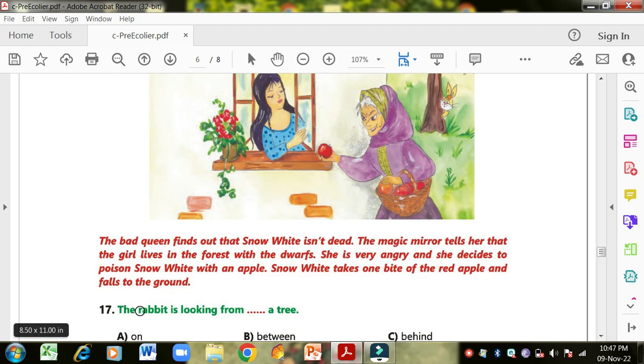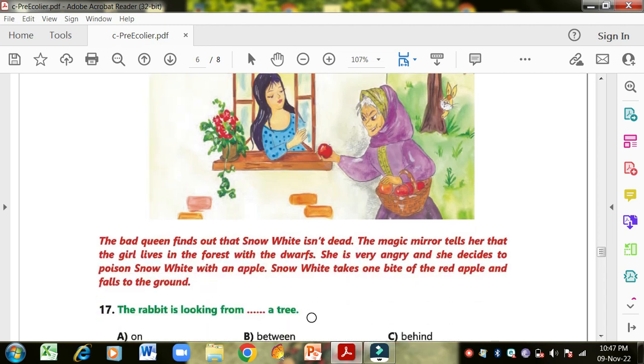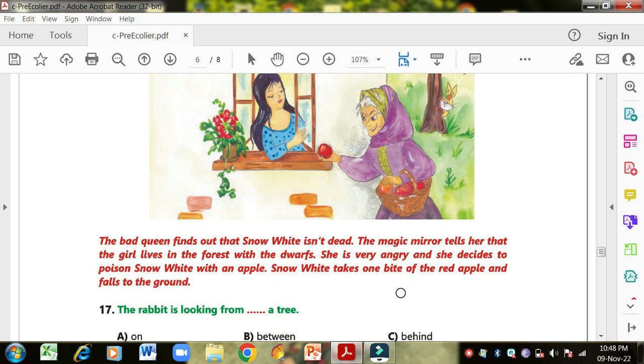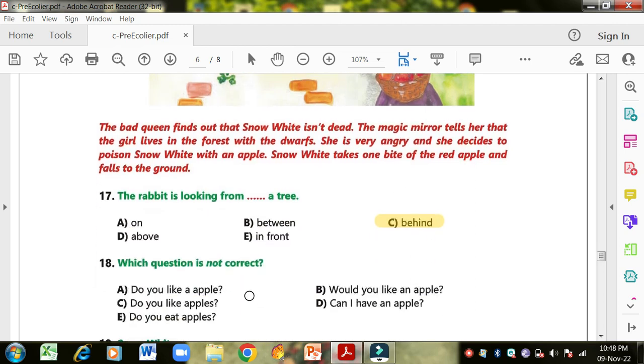Okay, number 17 question is the rabbit is looking from dash a tree. Now you can see a rabbit over here, and this is the tree. So from where the rabbit is looking, you have to tell the preposition: on, between, behind, above, or in front. Definitely the rabbit is behind the tree. So the number C option is correct.